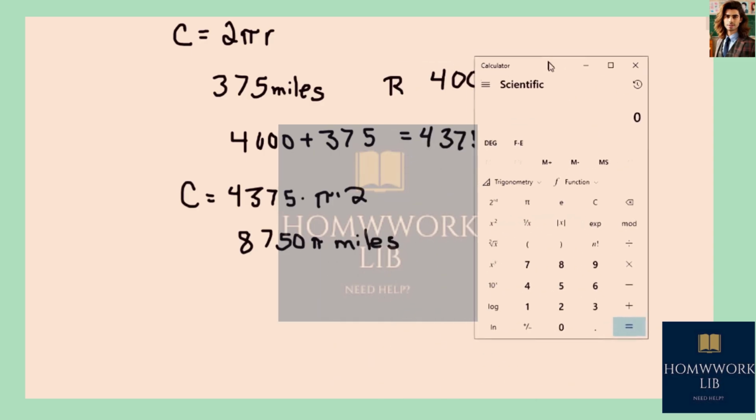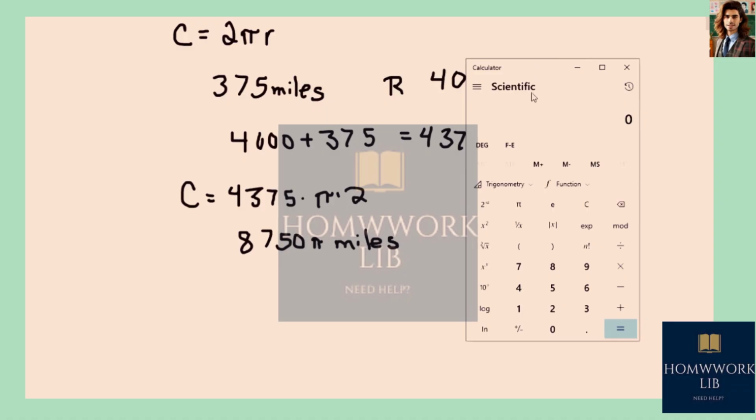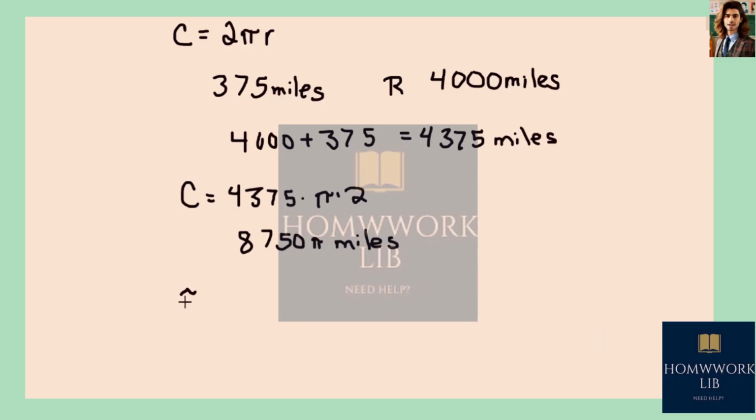Now, this is where you have to understand that if they're looking for an exact answer, you would use that. However, since we are using an approximation, you want to make sure that you grab a calculator and do 8,750 times pi. So once we do that, we get the answer that you see here on my calculator, 27,488, and we're going to round it to the nearest hundredth, 0.94. So our answer is approximately 27,488.94 miles.